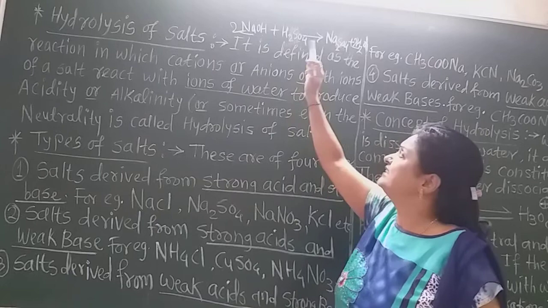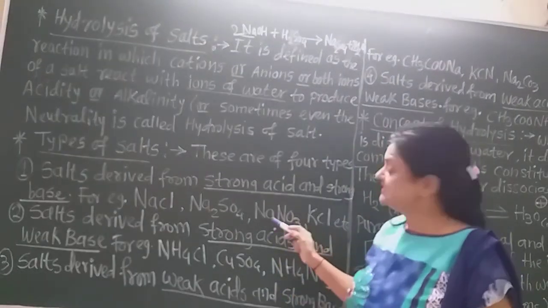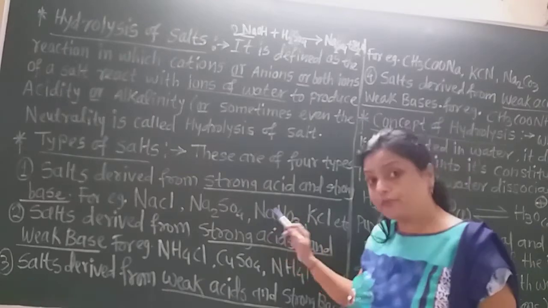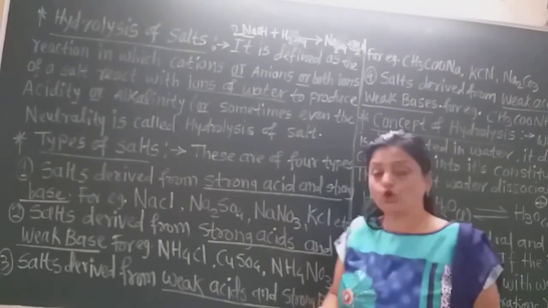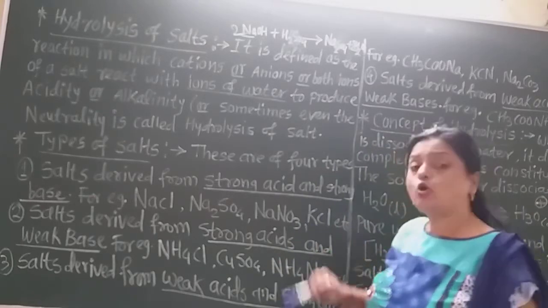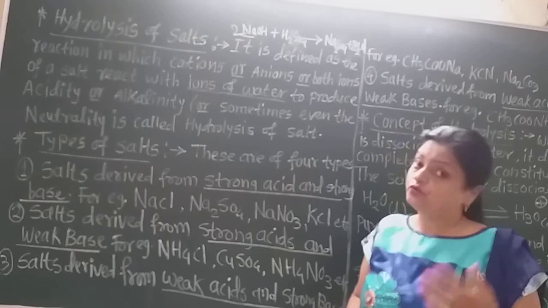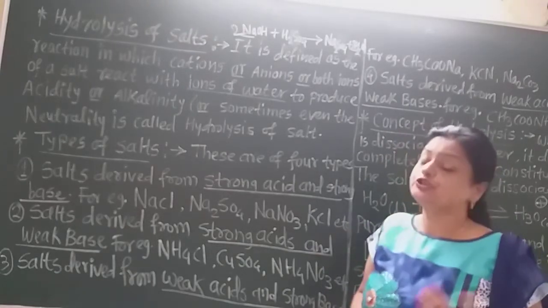So NaOH and HNO3 form NaNO3, which is the salt of a strong acid and a strong base. Nitric acid is the strong acid and NaOH is the strong base. Now next is KCl. Here also KOH, potassium hydroxide, is the strong base, and HCl is the strong acid.